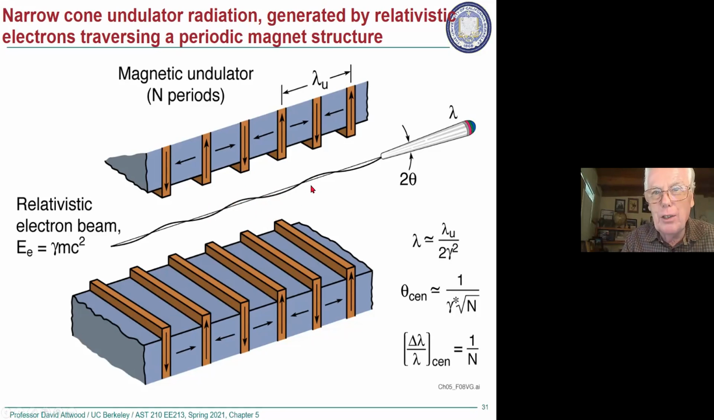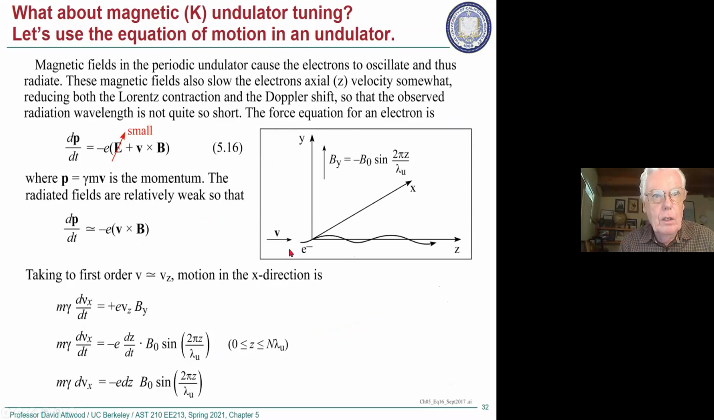We're actually going to do a calculation of the electron dynamics. So here we go. Here is our diagram. Here are the electrons entering with some value of gamma. They're going along the z-axis through the magnet structure. There's a periodic magnetic field shown here, and the V cross B term is going to cause an oscillation in the x direction.